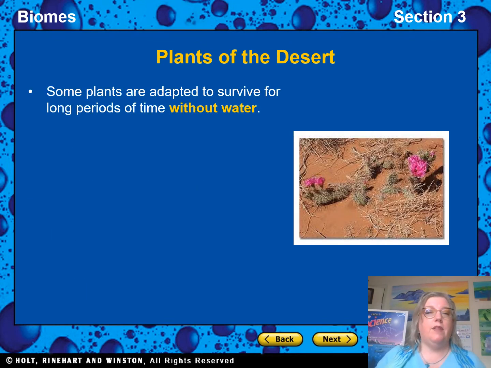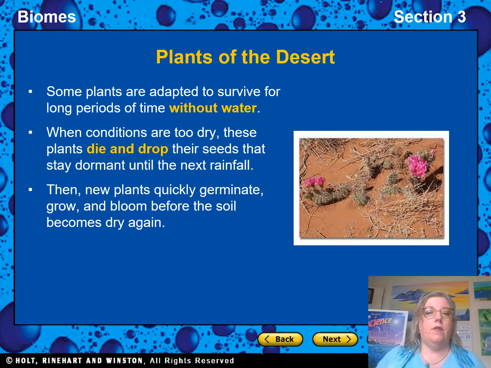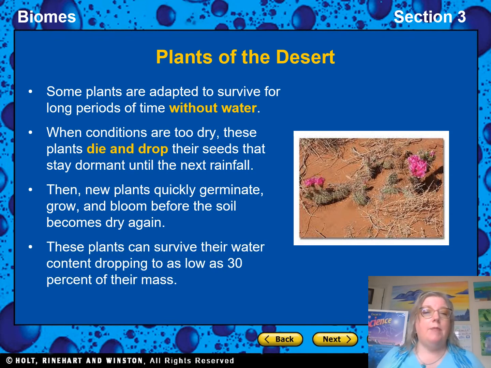Some more about the plants of the desert. A lot of them are adapted to live for very long periods without any water. If the conditions are too dry, the plants are going to die and drop their seeds with the hope that the seeds will stay dormant until the next rainfall. So the plant itself will just die and drop seeds. Once it does rain, the new plants are going to very quickly germinate and grow and bloom again before the soil becomes dry again.